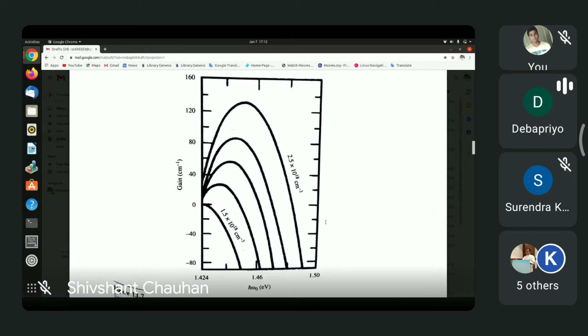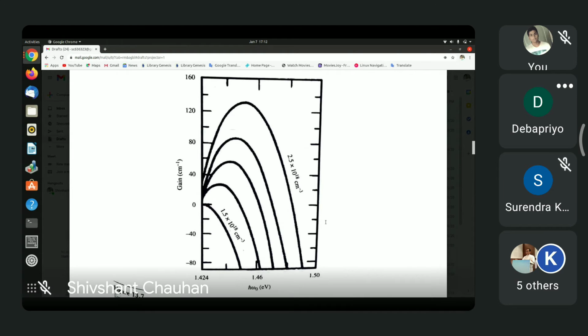So stimulated emission is dominated by absorption. But as the number of electrons per unit volume increases, you see that gain becomes positive, at least over a certain range of frequencies or energies. So it is positive, and the more the number density of electrons, the more positive it becomes. In fact, it crosses 120 for a certain energy, around 1.46 electron volt. So the gain is huge.